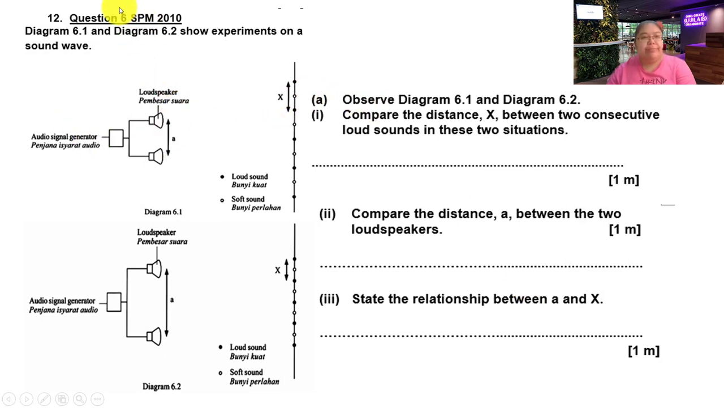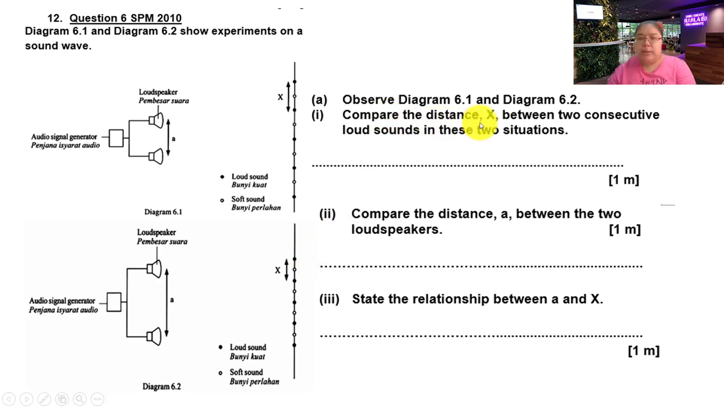Okay, you see this question, they keep setting this question for the SPM. So that means you need to prepare for this kind of question, the sound wave interference. So also the same comparison. Okay, you can find what's different. For the 6.2, a is longer. Then we compare the louder sound. Louder sound is a dot, the dot and the dot, this one is an x. This one, x becomes smaller.